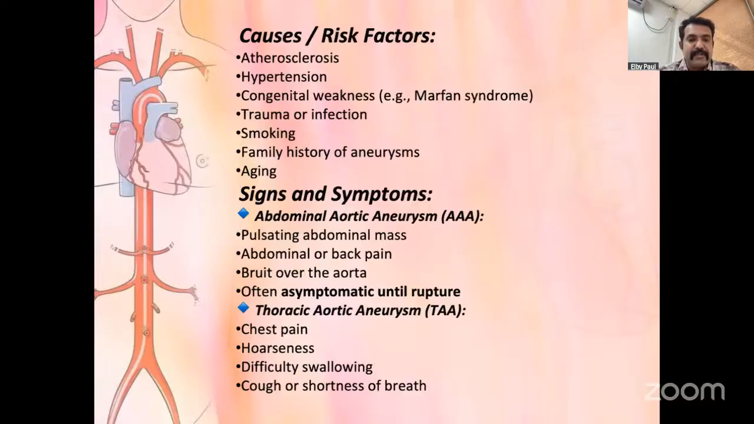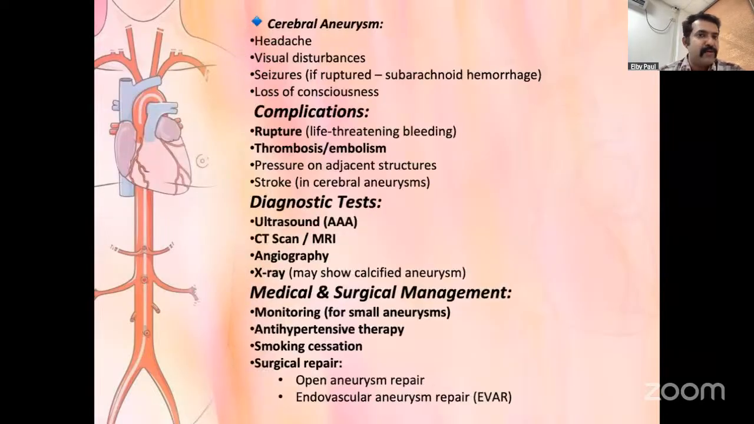Thoracic aortic aneurysms, chest pain, hoarseness. आप जैसे ऑस्कल्टेशंस करोगे तो आपको वहां पर साउंड सुनाई देगा. ठीक है, difficulty in swallowing, cough and shortness of breath are the most common signs and symptoms of a thoracic aortic aneurysm.